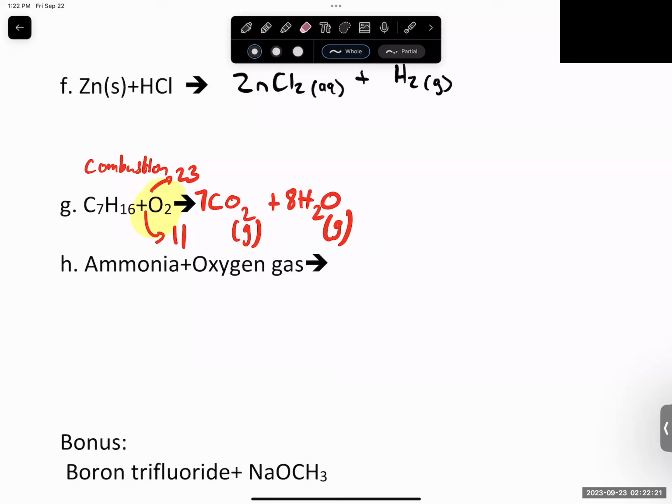I would balance the carbons and hydrogens first. So balance carbons and hydrogen, save oxygen for last.